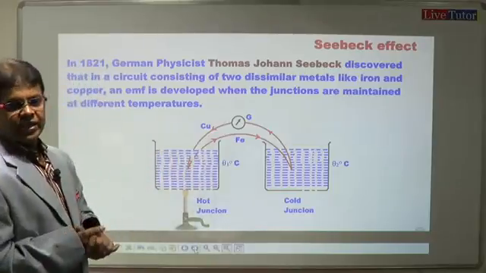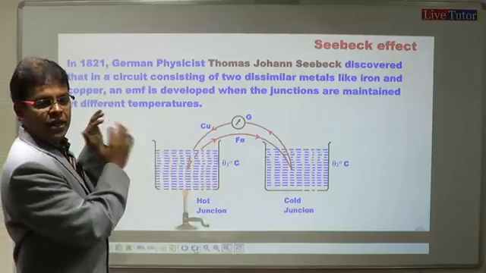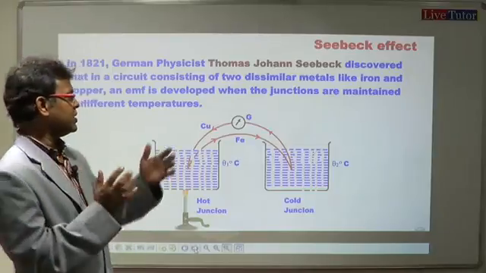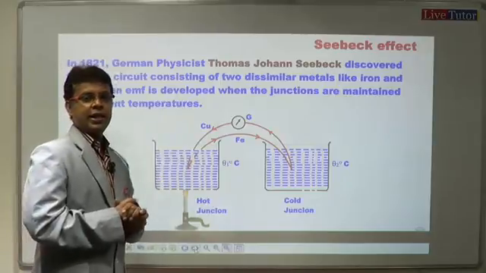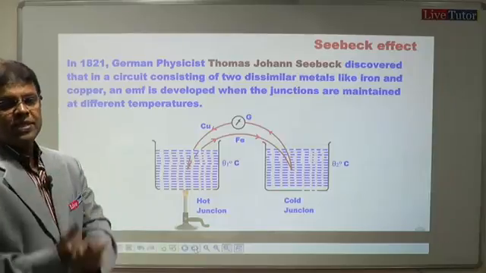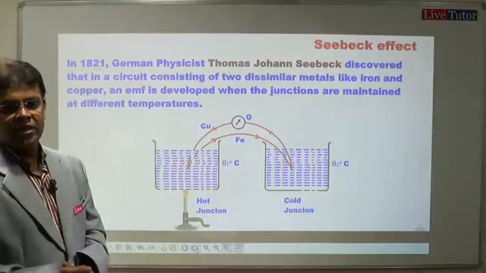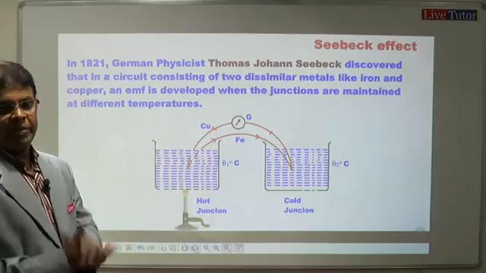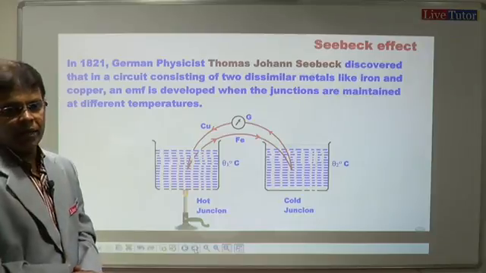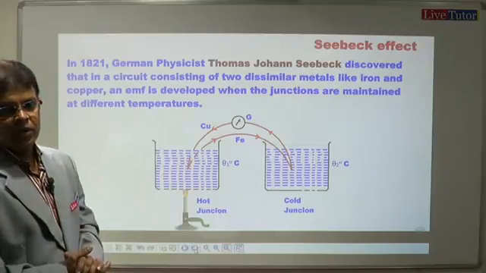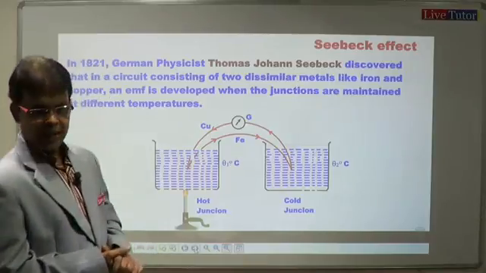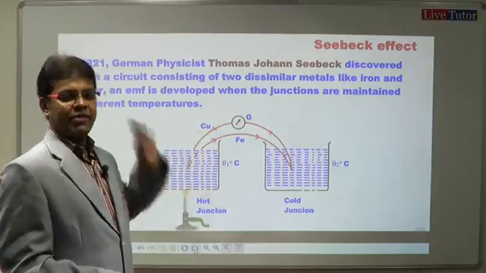So what is the Seebeck effect na, we have to see that when a circuit consisting of two dissimilar metals, right, when a circuit consisting of two dissimilar metals like iron and say copper, an EMF is developed when the junctions are maintained at two different temperatures, right? So in a circuit consisting of two dissimilar metals like iron and copper, an EMF is developed எப்போ, when the junctions are maintained at different temperatures அப்படினு சொல்றோம், right? So this is what we call as Seebeck effect. 3 mark question.